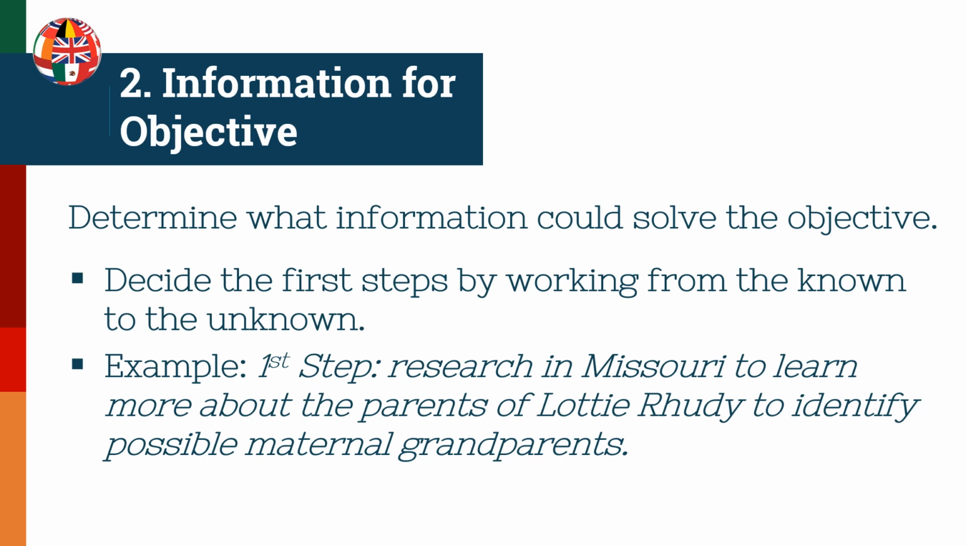Step 2 is to determine what information could solve the objective. So first decide what your first steps are going to be by working from the known to the unknown. For example, in this research objective, our first step will be to research in Missouri to learn more about the parents of Lottie Rudy before we can try to identify possible maternal grandparents for her.